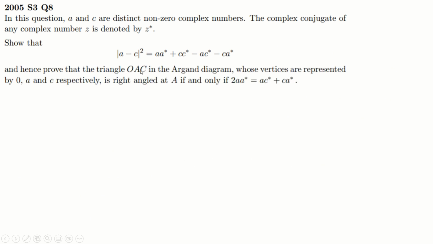Hence, prove that the triangle AOC in the diagram, whose vertices are represented by O, 0, A, and C, is right-angled if and only if this. Now, right-angled if and only if makes me think immediately of Pythagoras, because Pythagoras holds if and only if there's a right angle. So I'm doing Pythagoras here at some point, almost certainly. Also, the fact that there's a square here, and a modulus, lends even more credence to that.